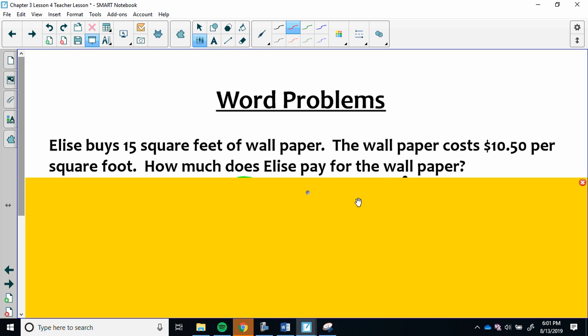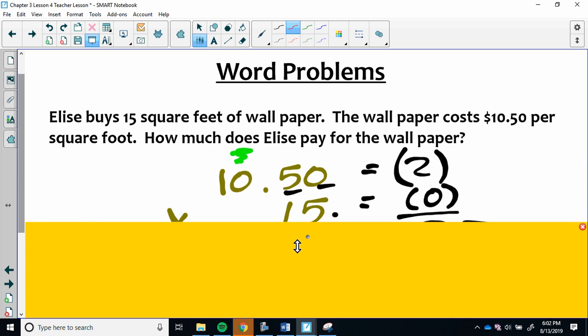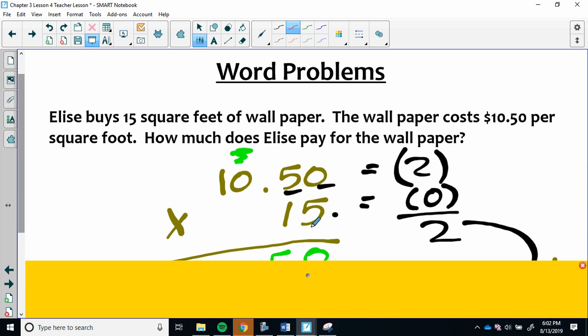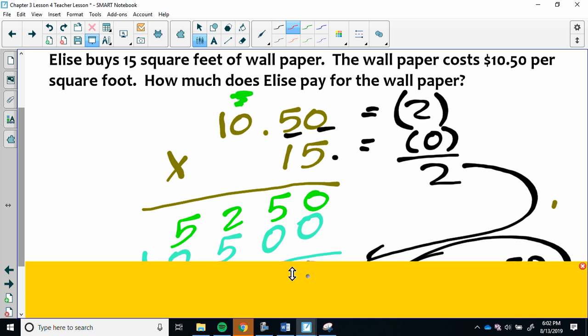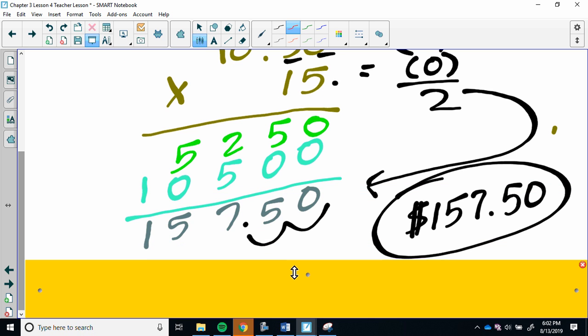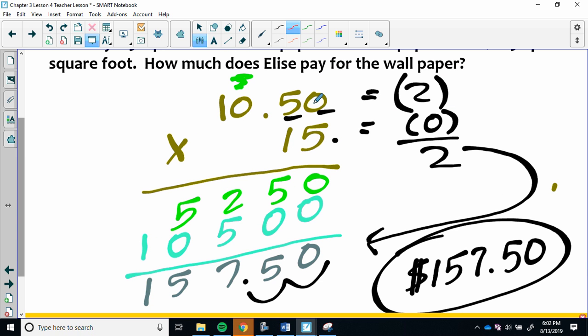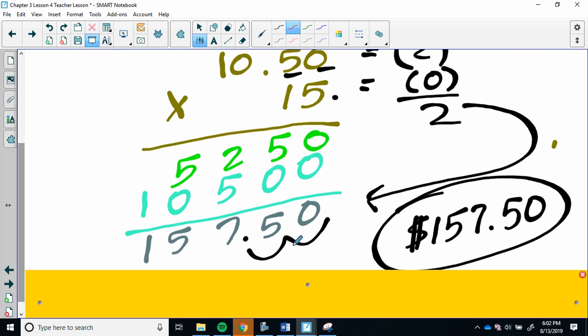Lease buys 15 square feet of wallpaper at $10.50 a square foot. How much does he pay for the wallpaper? So we multiply 1050 times 15. And when we do that, we get 15750. And we come back up here and we see that we have two decimal places here, none there. So two decimal places is where we're going to have to move. So it comes right in there.